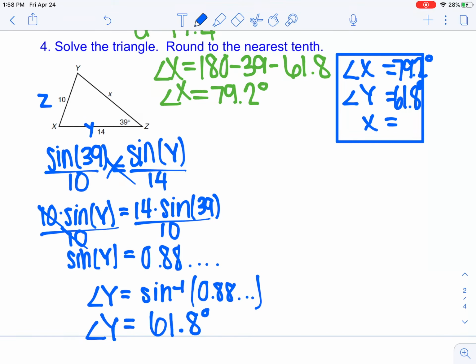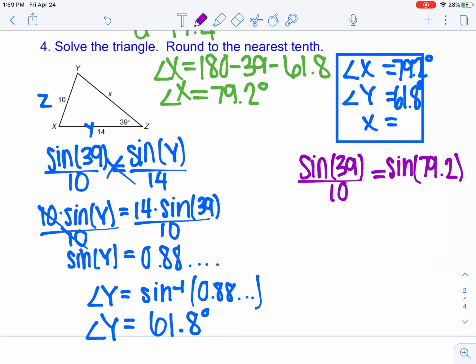Okay, so the last thing we need to solve for is side X, and we can do that by setting up another proportion with the law of sines. So I'm going to start off with sine of Z over Z, which is sine of 39 over 10, since those were two of my givens from the beginning. And then I'm going to say on the right-hand side, sine of X over X. So sine of 79.2 over side X. Now we can cross multiply.